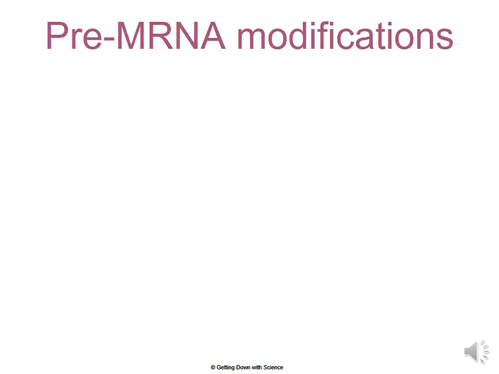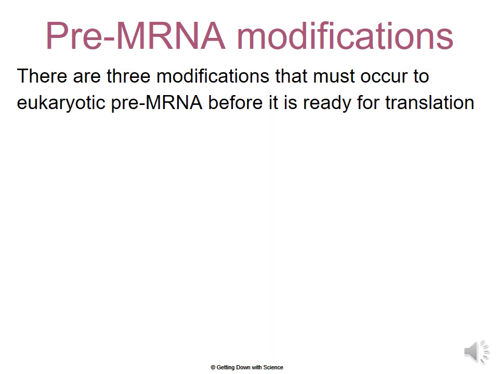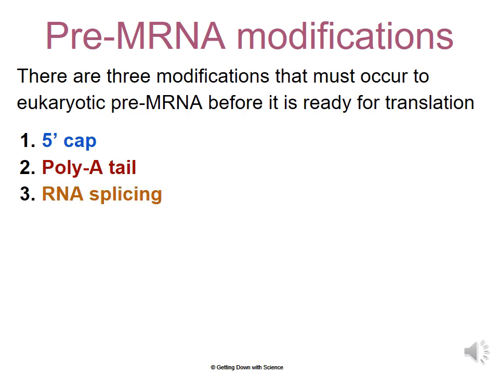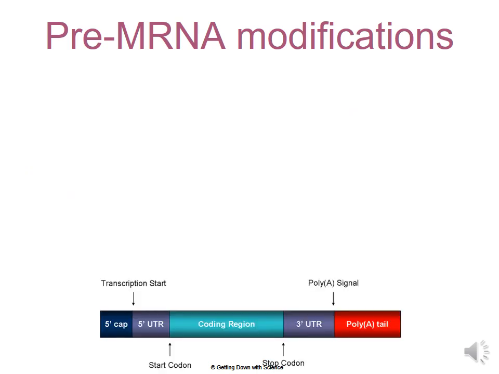So for those eukaryotes, we're going to move into what we call pre-mRNA modifications. There are 3 modifications that will occur before it's actually ready to translate. We're going to put on a 5' cap. We're going to add a poly A tail, and we're going to do a little RNA splicing. We're going to cut some pieces out and then put the rest of it back.